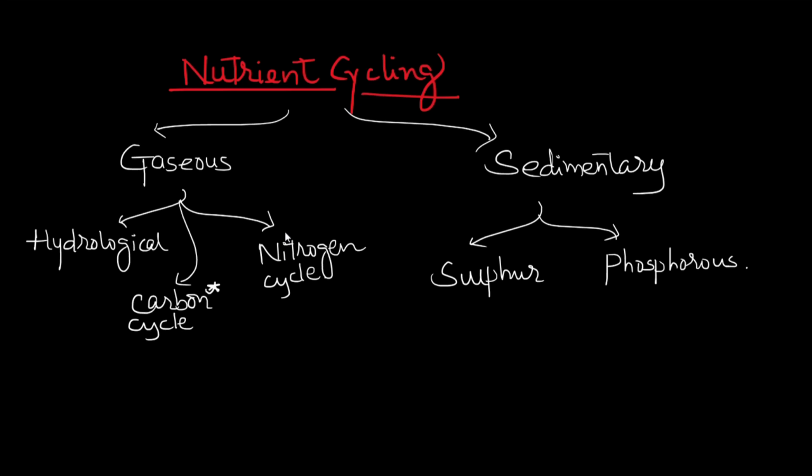Now, nutrient cycles are mainly of two types. The first one is gaseous and the other one is sedimentary. The gaseous cycle includes the hydrological cycle, carbon cycle, and nitrogen cycle. The hydrological cycle is nothing but the cycle of water. And the sedimentary cycle considers two nutrients, which are sulfur and phosphorus. In this video, we'll be especially seeing the carbon cycle. So, diving into the lecture.